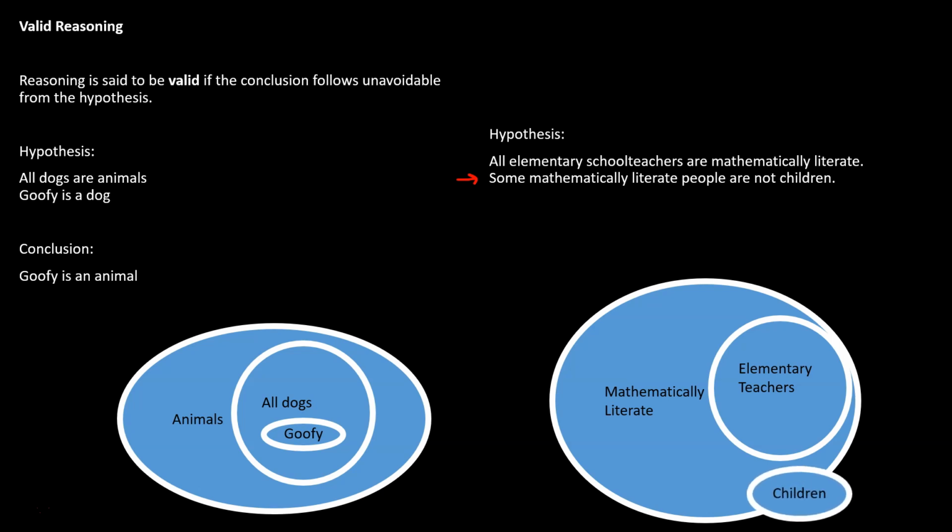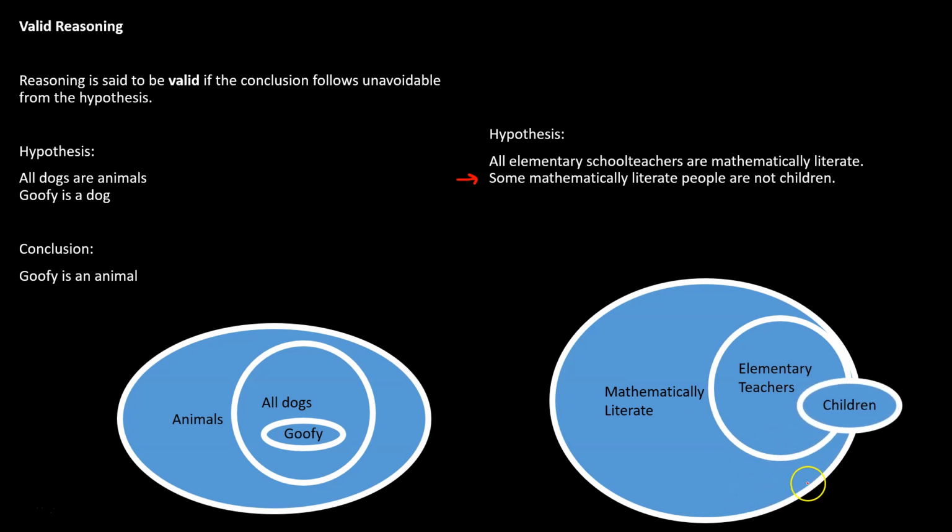Or I could move that circle to where it's a little bit on top of the mathematically literate, a little bit not on top. So if we did it this way, then we're saying there's some children who are mathematically literate. They're inside of that circle. But then there's some children that are not mathematically literate. They're outside of that circle. And that still is valid based on the hypothesis that we're given. Or we could even draw this another way.